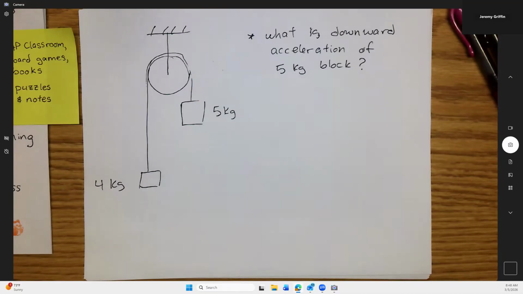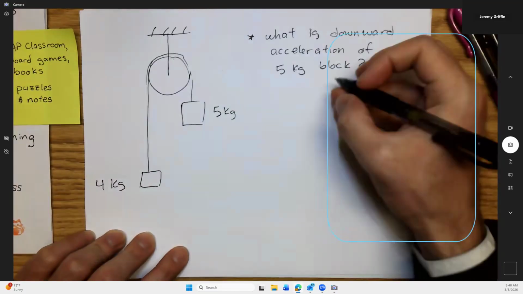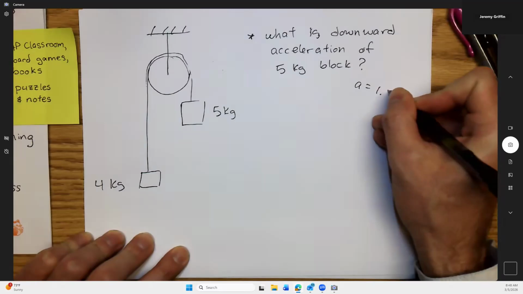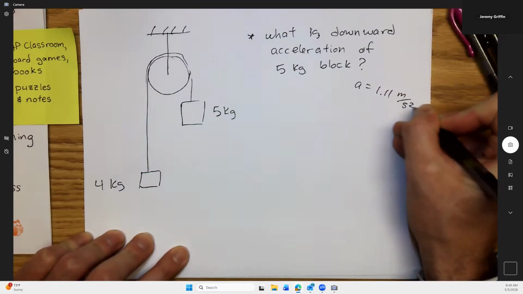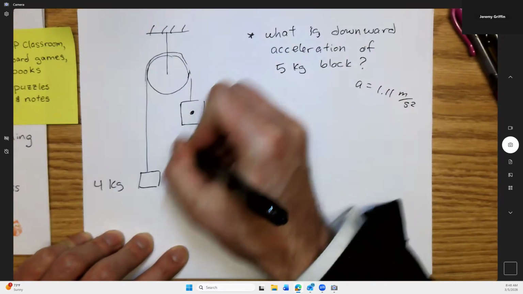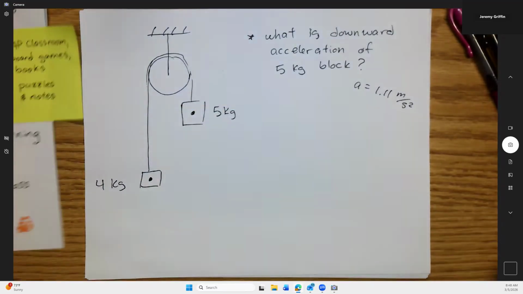Oh, what'd you get? 1.11 meters per second. All right, Justin knows what's going on. Oh yeah, you got that too? All right, nice. So Justin got 1.11 meters per second squared. Let's see if Justin's right. We're going to find out. So let's go through the whole process here.